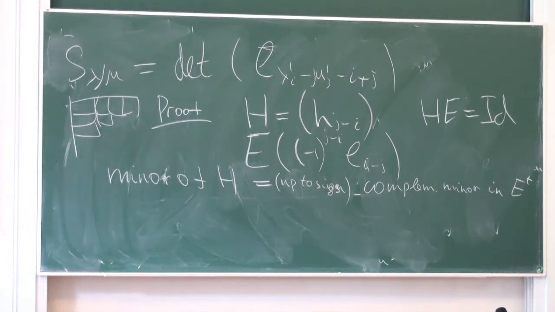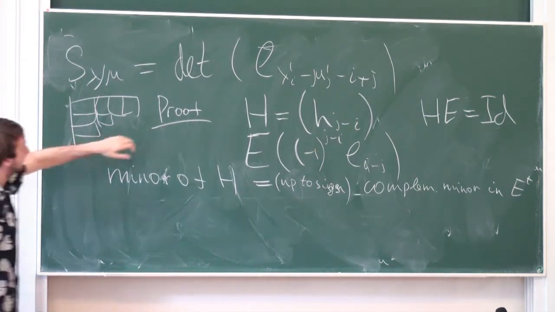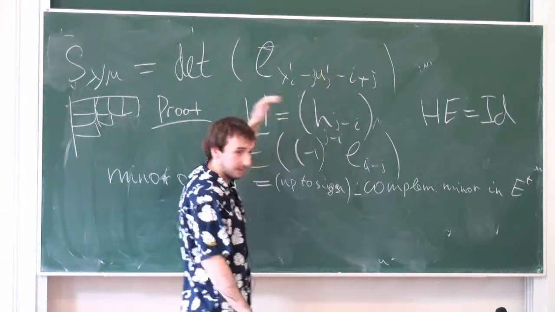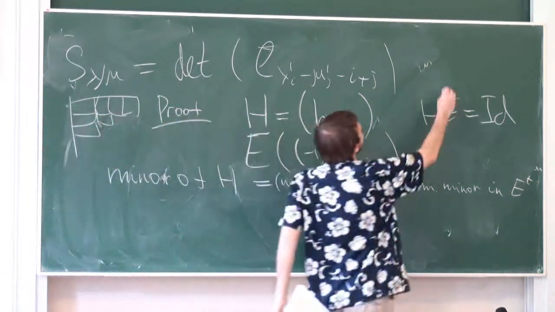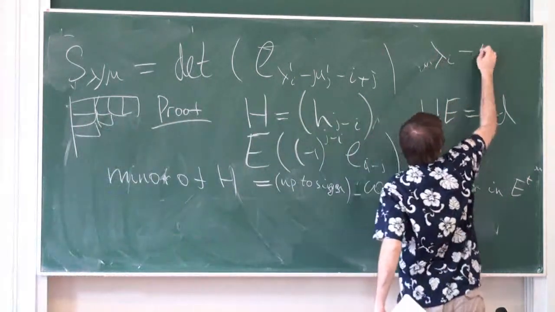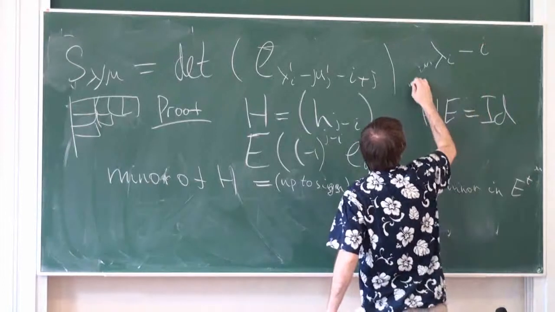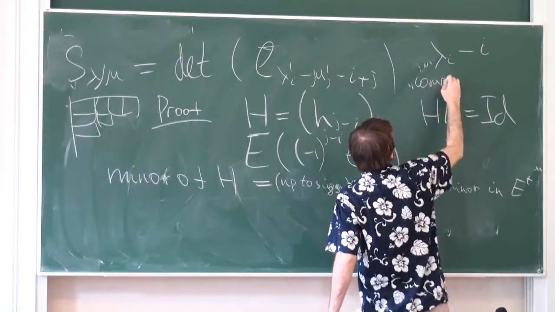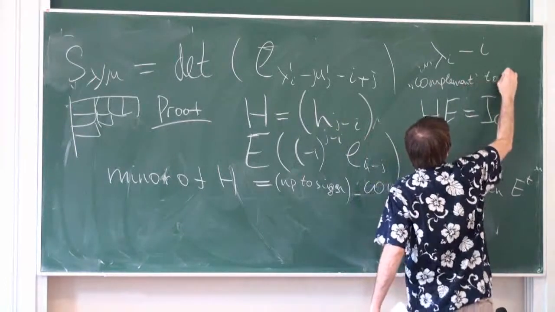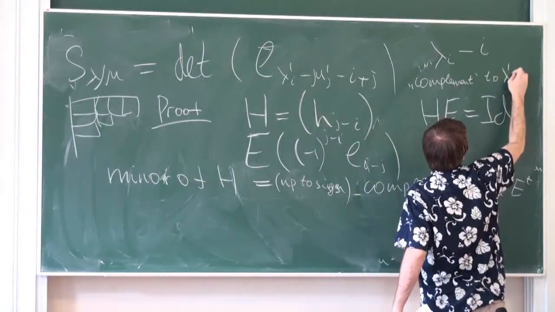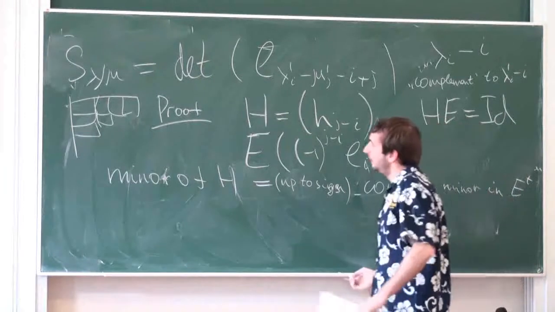And now you can see that actually this is exactly the statement. So as soon as we have this determinant, I'm claiming that this is exactly this complementary minor. So how to see that? We should somehow understand that the set lambda I minus I is somehow complementary to lambda pi I minus I.